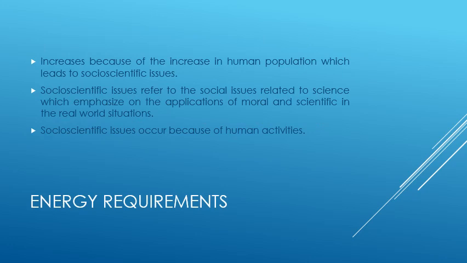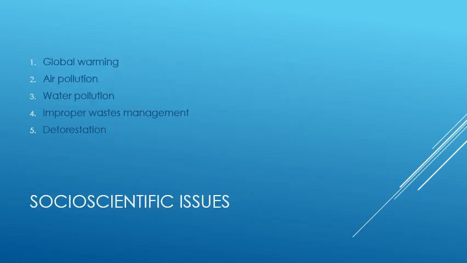Energy requirements increase because of the increase in human population, which leads to socio-scientific issues. What are socio-scientific issues? Socio-scientific issues refer to the social issues related to science which emphasize the application of moral and scientific reasoning in real-world situations. Socio-scientific issues occur because of human activities, such as global warming, air pollution, water pollution, improper waste management, and deforestation.